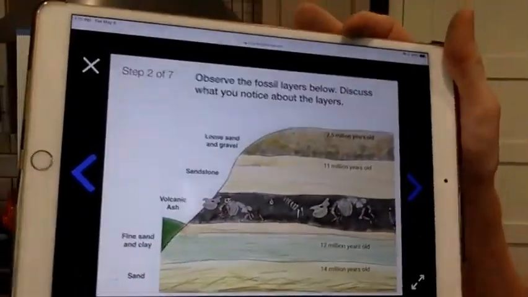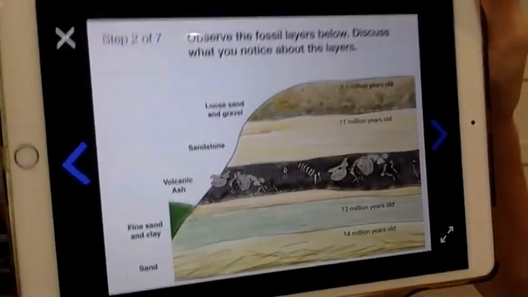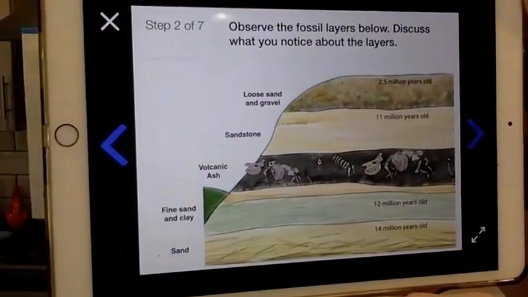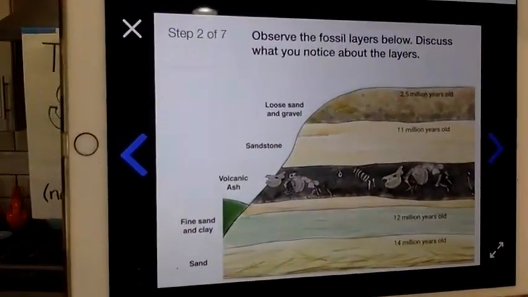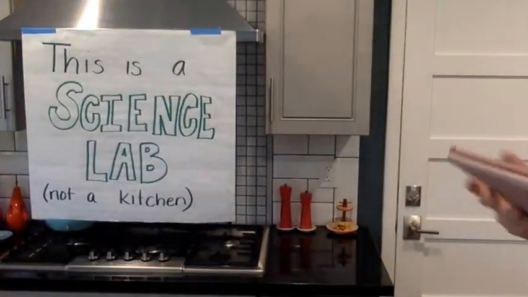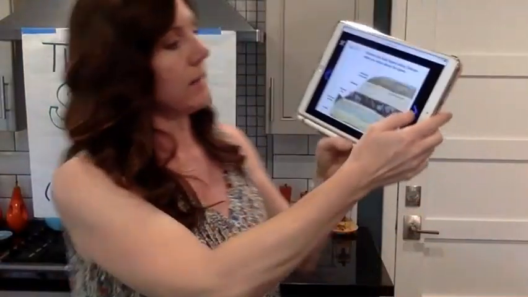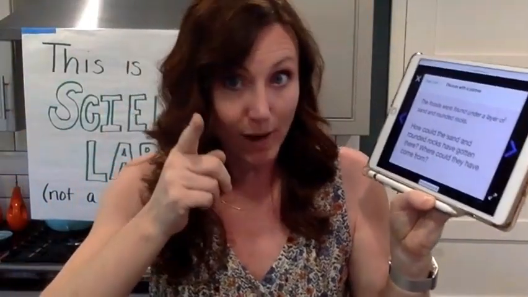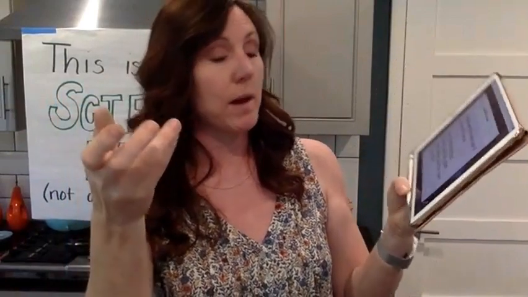And the last thing is to take a look at this picture here and to note that the fossils that we've been talking about this whole time were found under a layer of what they are labeling here as loose sand and gravel. But if I advance to the next slide here, it says that they were found under a layer of sand and rounded rocks. So the gravel that they're talking about is rounded, given that information. So the question then to think about is, how could the sand and rounded rocks have gotten there? Where could they have come from?